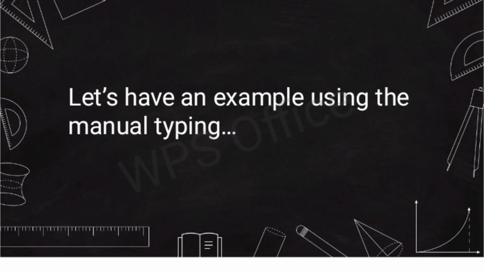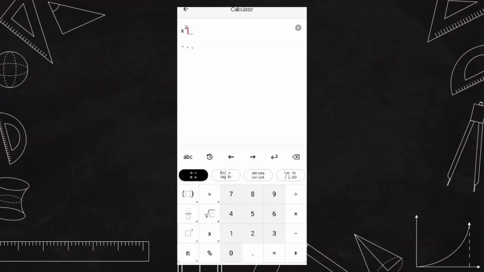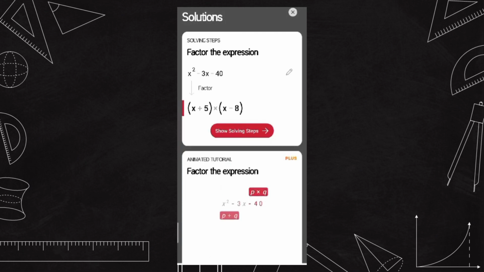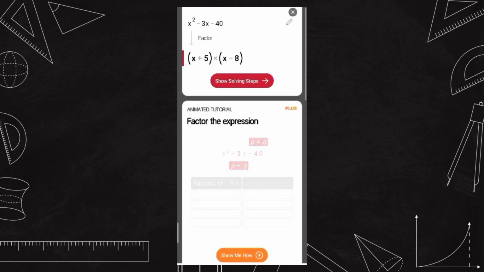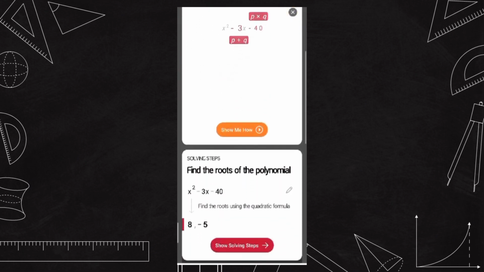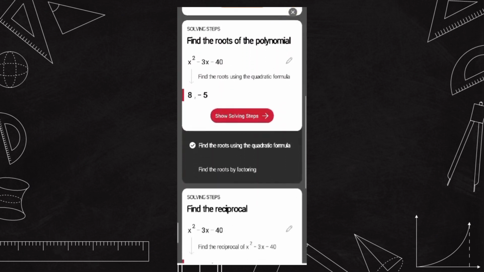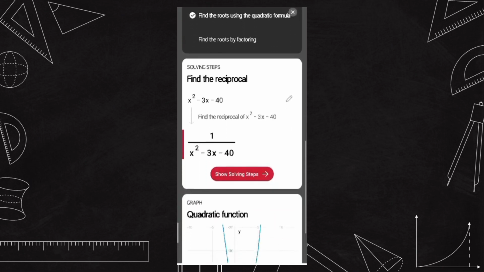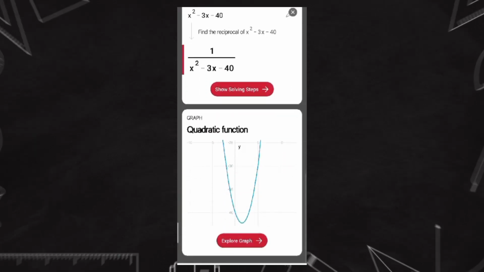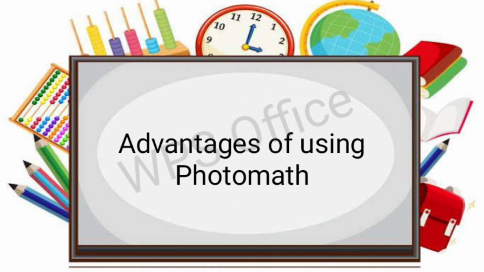Now, let's have an example using manual typing. We have here the same equation, x squared minus 3x minus 40. As you can see here, it shows the same solution. It shows also how to factor the expression, find the roots of the polynomial, find the reciprocal, and the quadratic function. And now, let's proceed to the advantages of using Photomath.